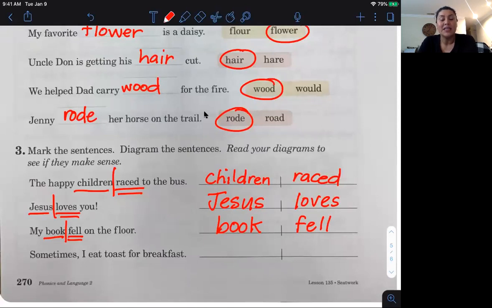Good job. Sometimes I eat toast for breakfast. Ooh, this is tricky. Think about it. Who or what are we talking about? The who or what is I. And what is the action? What did I do? I eat. Underline I once. And eat is the verb, the action, so it's underlined twice. I eat.